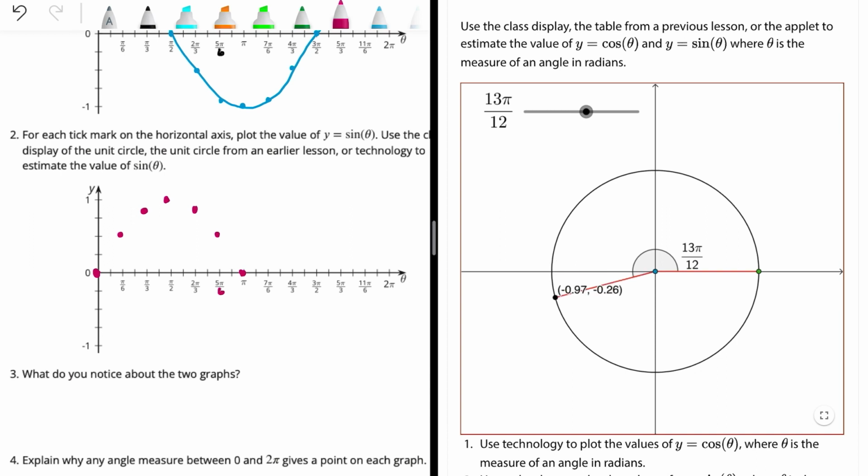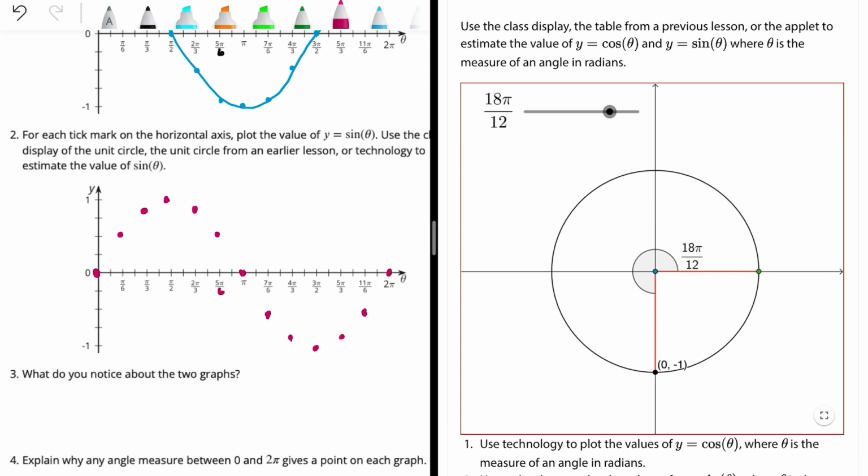7 pi over 6, which is 14 pi over 12, we have negative 1/2. 4 pi over 3, which is 16 pi over 12, we've got negative 0.87. And then 3 pi over 2, which is 18 pi over 12, we have negative 1. And then it doesn't want me to move this anymore. All right, well, you can kind of see the pattern, hopefully. 5 pi over 3 is going to come back to 0.87. 5 pi over 6 is going to be 1/2 or 0.5, and then 2 pi is back to 0.